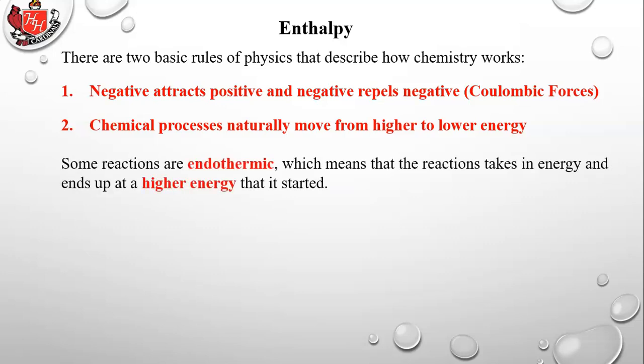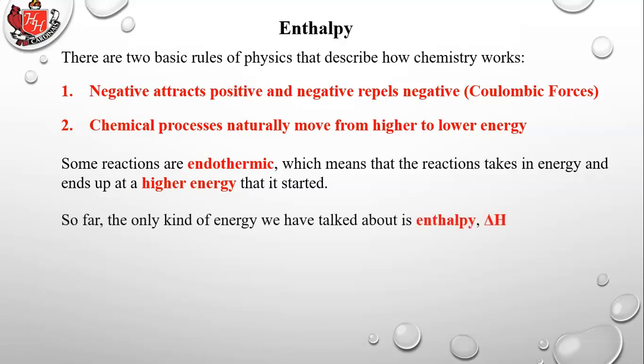But we have also experienced this, that some reactions are endothermic, which means that the reaction takes in energy and ends up at a higher energy than it started. So how can that happen? If chemical reactions naturally want to go from higher to lower energy, they should all be exothermic. And at one time in the history of chemistry, chemists thought that, yeah, all reactions are going to be exothermic. They have to give off heat energy. But we know that's not true. We know that there are reactions that take in heat energy during the reaction and end up at a higher energy level than they started. So this seems to violate rule number 2 up there, that chemical processes naturally move from a higher to a lower energy.